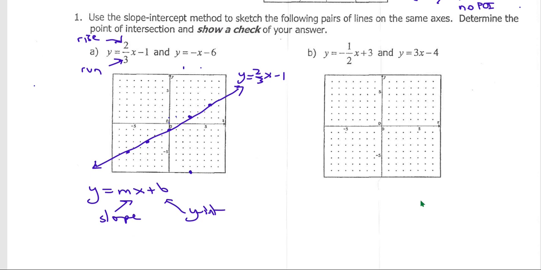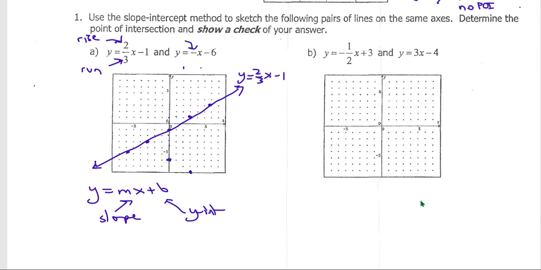The second line, y equals -x minus 6. The y-intercept is -6, so I'm going to put it there. 1, 2, 3, 4, okay, hold on, I'm counting it. 1, 2, 3, 4, 5, 6. Okay, it's over here. And my slope is -1/1.